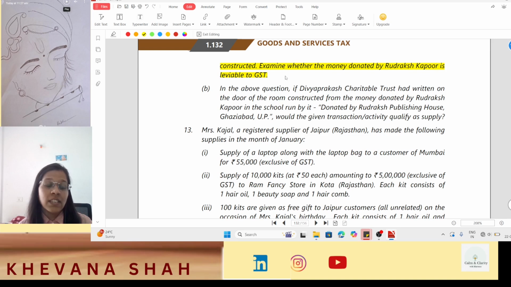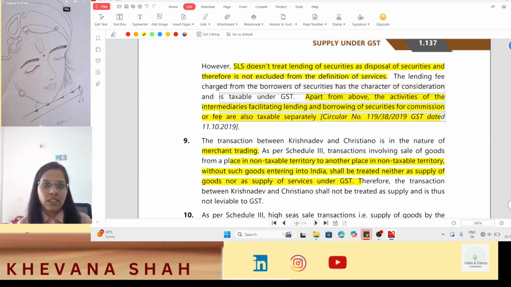Why? Because it is for a philanthropic purpose, not with the motive of advertisement. Now let's see the second case. In the above question, if Divya Prakash Charitable Trust had written on the door of the room constructed that "donated by Rudra Prakash Publishing House, Ghaziabad, UP", so here it is a kind of consideration being provided for advertising services, by writing the name of the publishing house of Ghaziabad. So in that case, it will be taxable. Now let's see the answers.